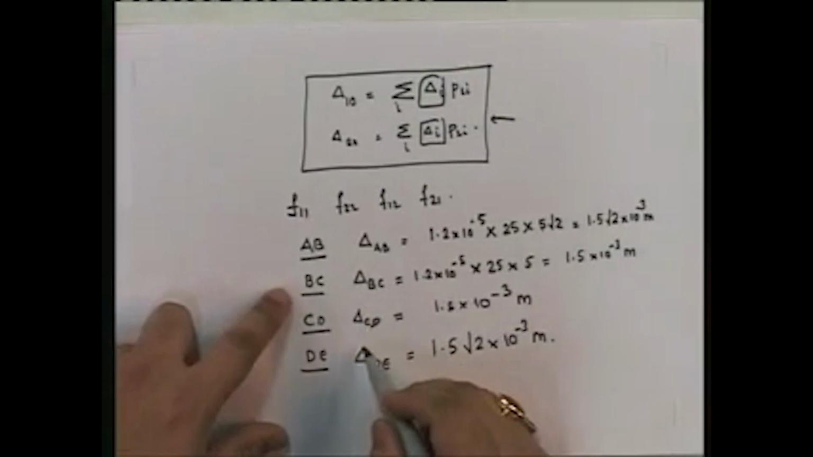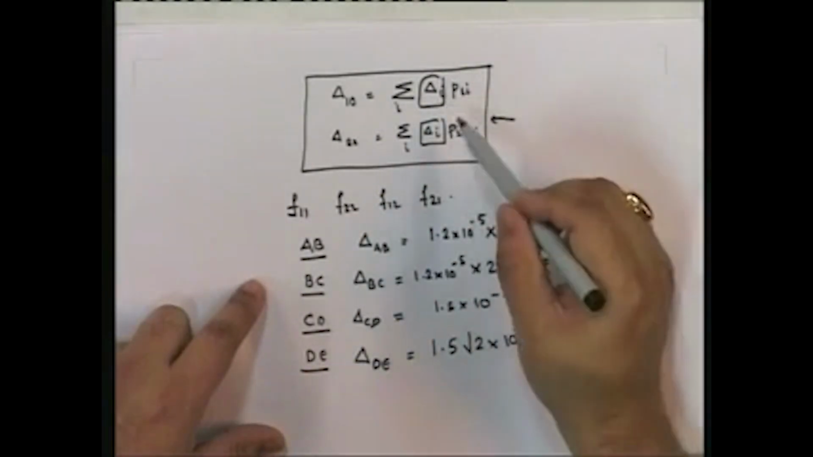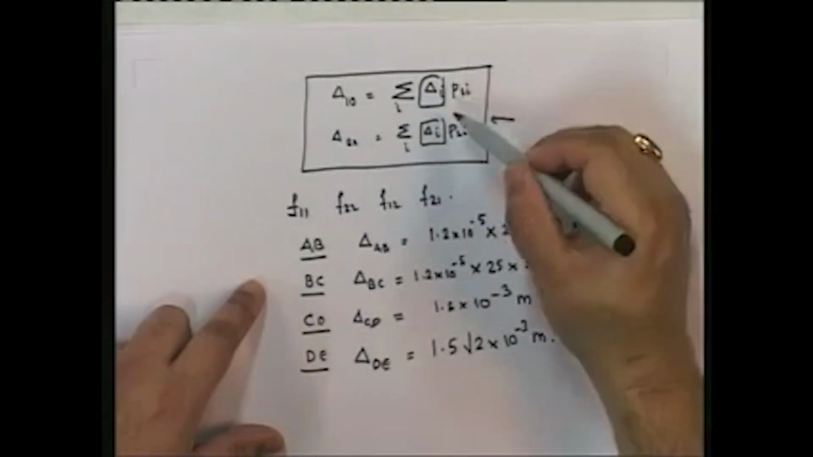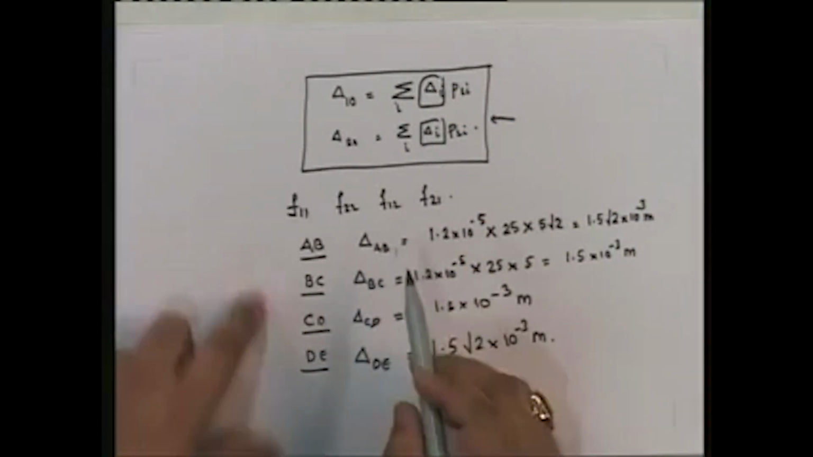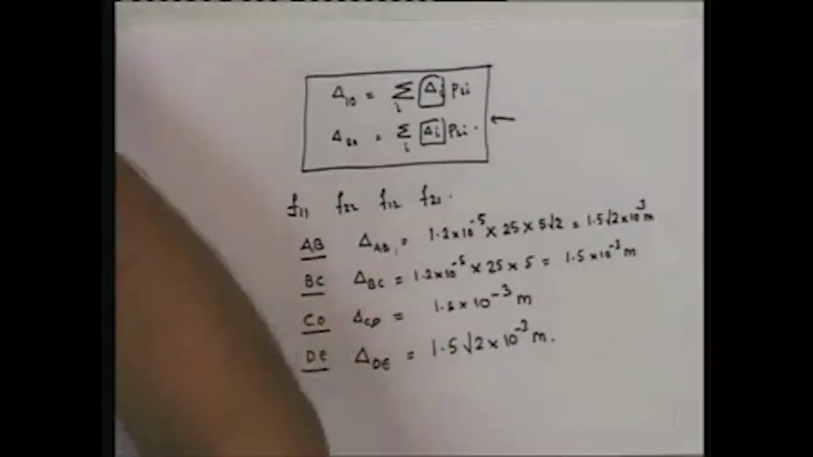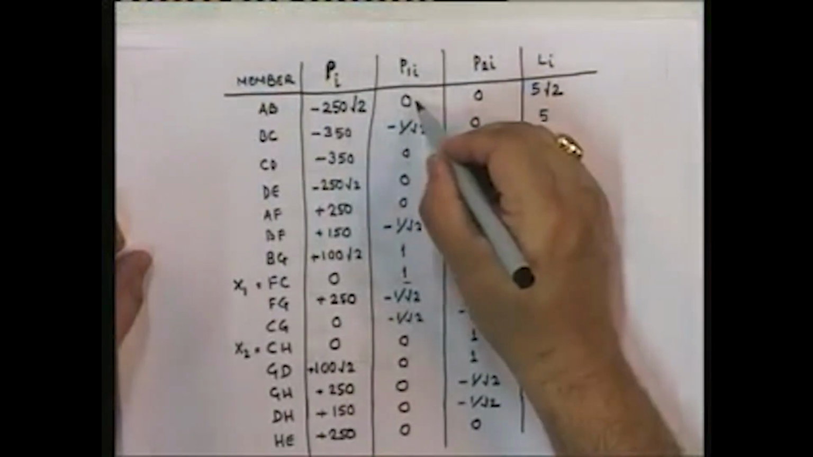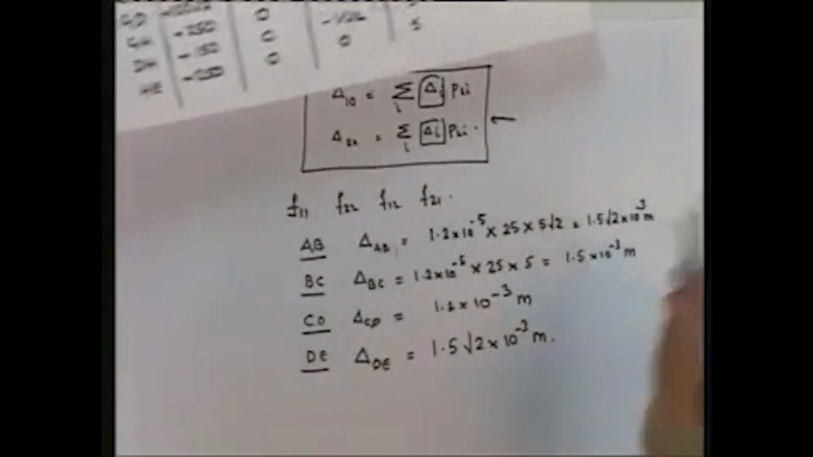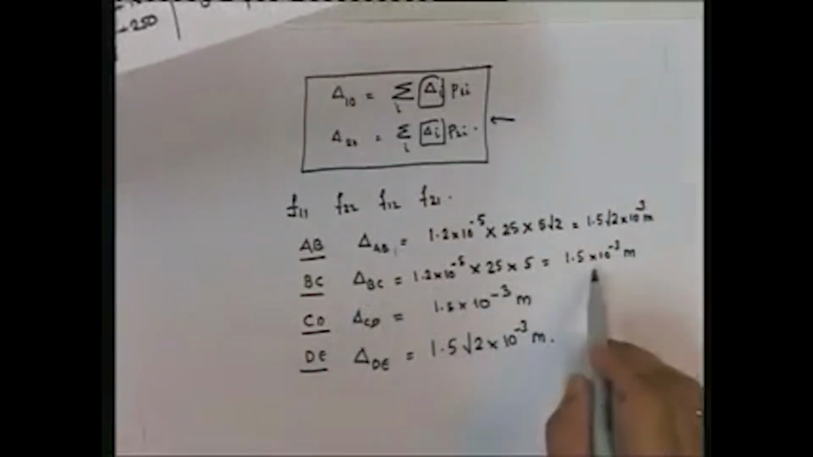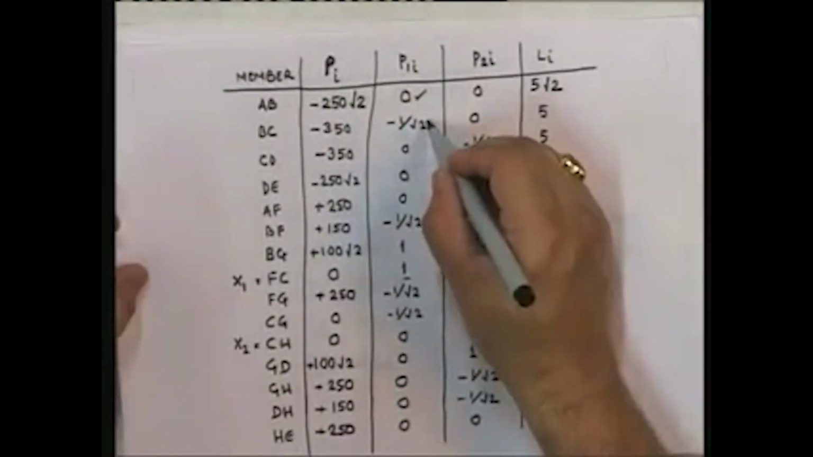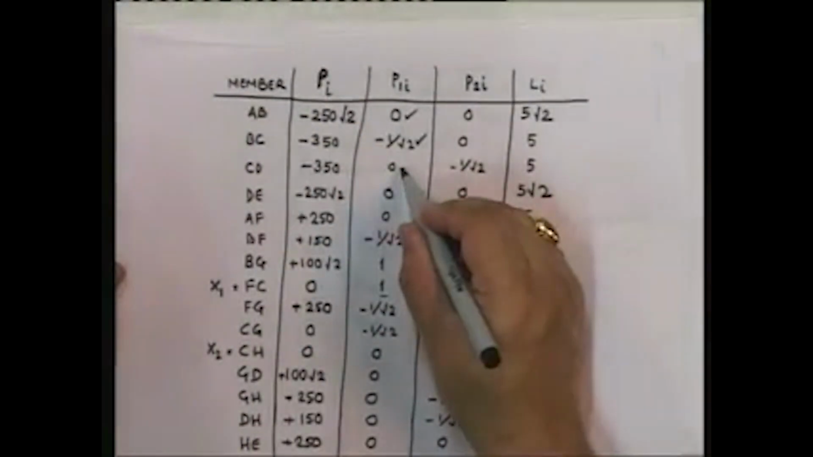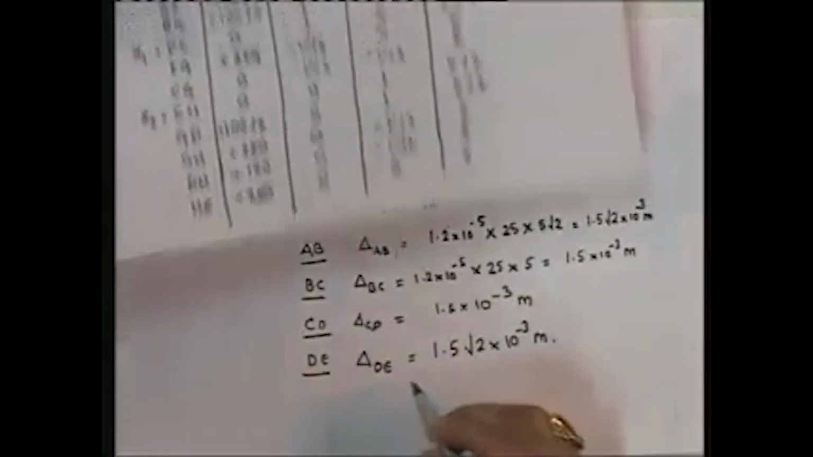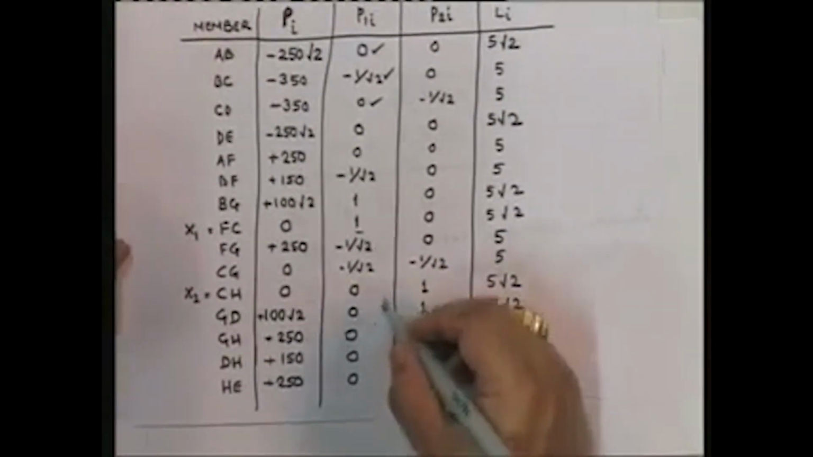So we have computed these. Now these are the only ones. So here all that will happen is delta 1, 0 will only have delta AB into the P1 of AB, and P1 of AB is 0. Okay. Then we have delta BC, which is 1.5 into P1 BC. Then delta CD into P1 CD, and delta DE is into this.